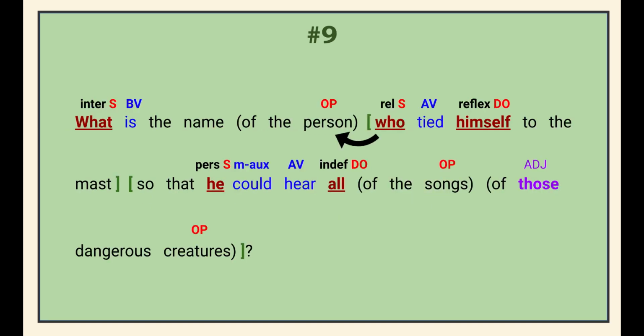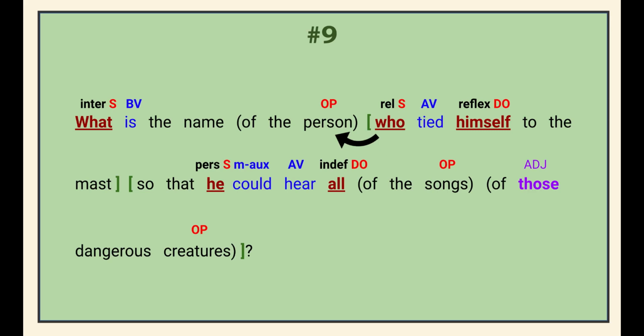Number 9. What is the name of the person who tied himself to the mast so that he could hear all of the songs of those dangerous creatures? In this sentence, we have the verbs is, a be verb, tied, an action verb, and could hear, a modal auxiliary and an action verb. Our first pronoun is what. It's interrogative because it is beginning a question, and it is acting as the subject to the be verb is.